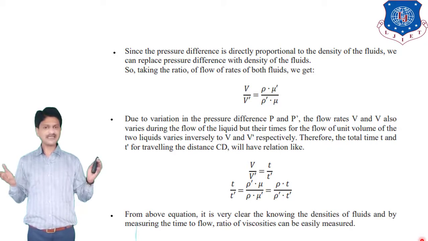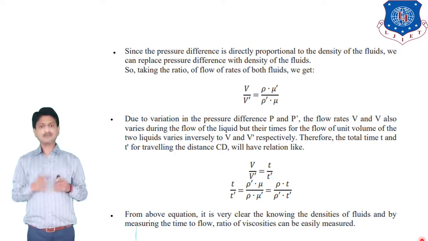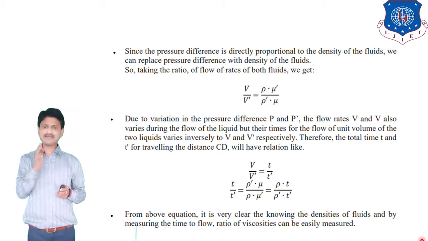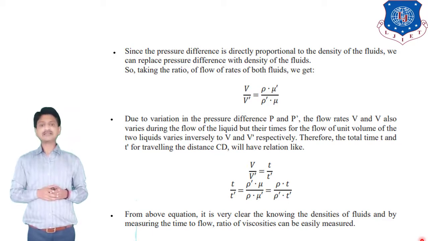So from that equation, it is very clear that by knowing the density of fluid and by measuring the time to flow, the ratio of viscosities can be easily measured. So, here it is the measurement of viscosity by Ostwald Viscometer.